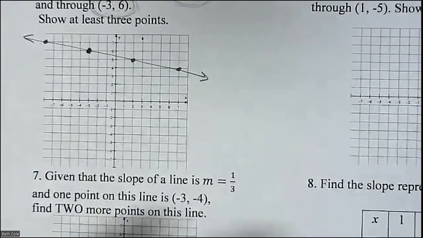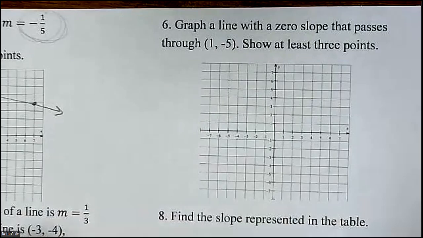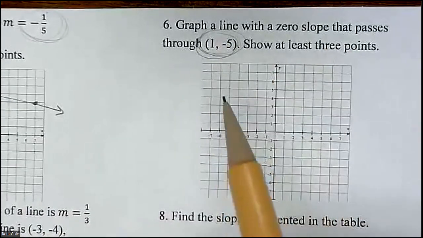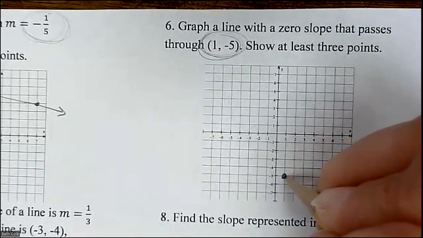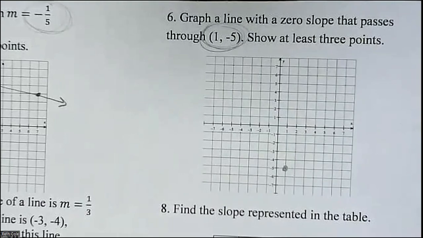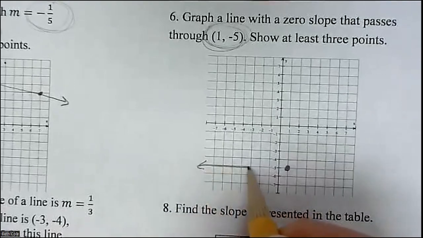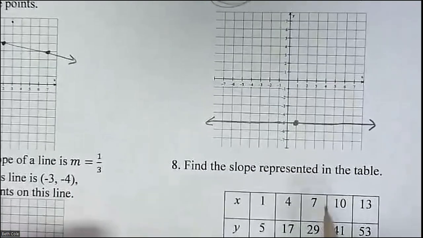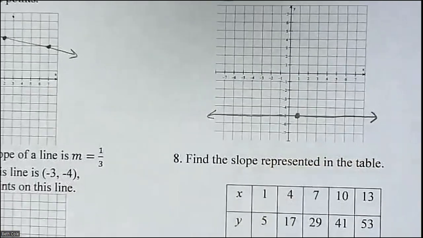All right, number 6, graph a line with a 0 slope that goes through 1, -5. All right, again, let's plot that point for us first. Bottom right, which is quadrant 4. Good job. Now it says 0 slope. That is horizontal. So you're just going to draw a horizontal line through that point. I know it says show at least 3 points, but for horizontal and vertical, that kind of goes out the window because what are you going to do? Draw every single point on there? Just draw a horizontal line.